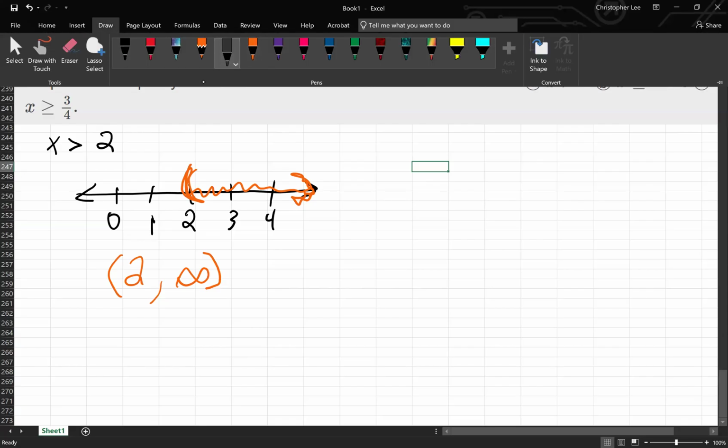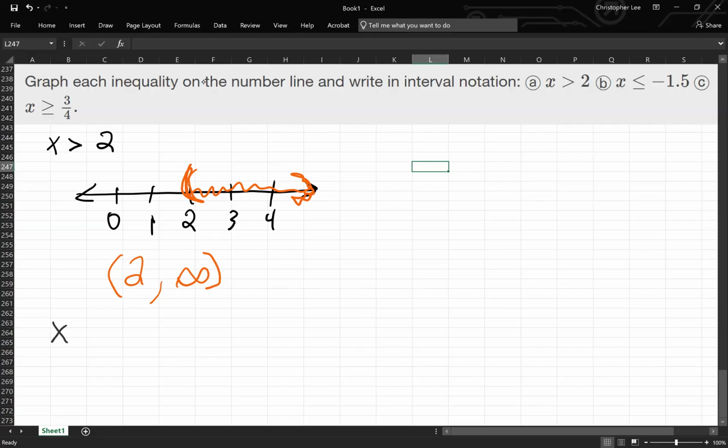Now B is literally the same thing, right? I have x is less than or equal to negative 1.5. We see how this one has a decimal, right? So I could clearly tell negative 1.5 is in between negative 1 and negative 2. That's what I'm trying to say. Anyway, let's get that number line going.